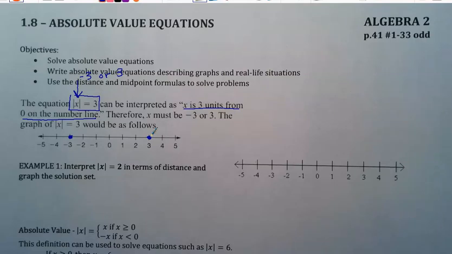In terms of distance, we want to use the phrase that we talked about up there. So we're going to say that x is 2 units from 0. And to graph it, if x is 2 units from 0, x can be 2 or it can be -2. So we would graph -2 and 2.